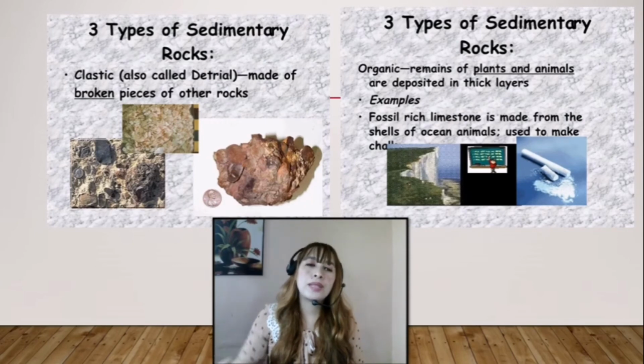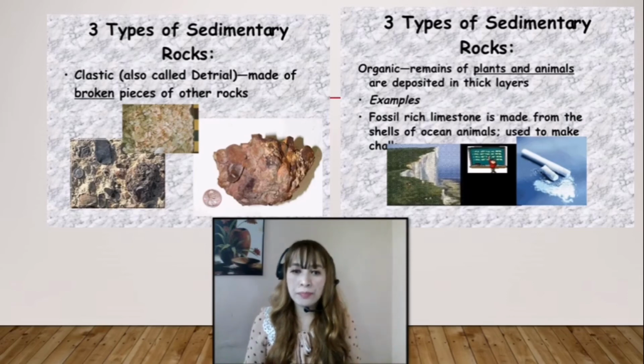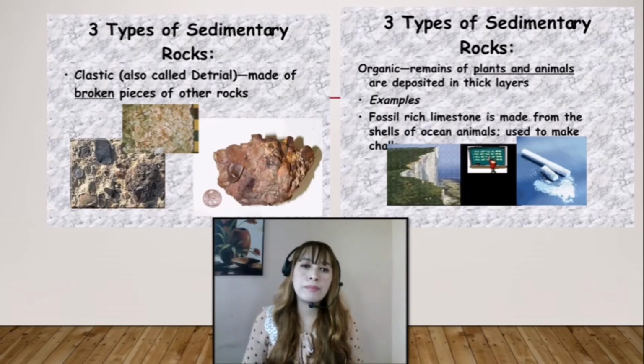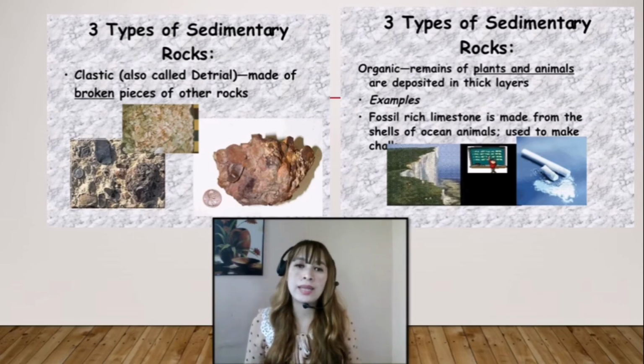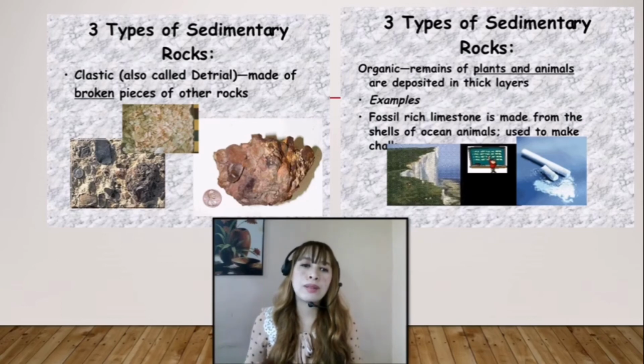Another type of sedimentary rock is the clastic sedimentary rock. It's also called detrital, and it is made from broken pieces of other rocks. When other rocks break down due to factors like erosion and landslides, or when they're exposed to rain, they are carried along with the water. They accumulate in one place, harden, and become a rock. So that's clastic: the different pieces of rocks are joined together.